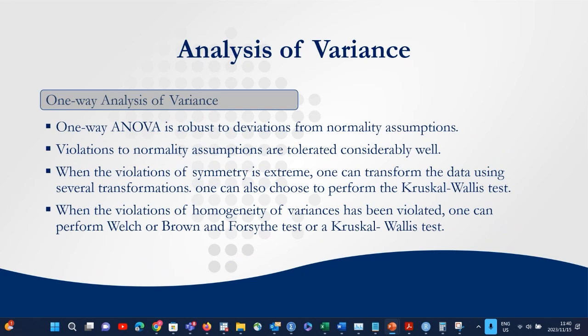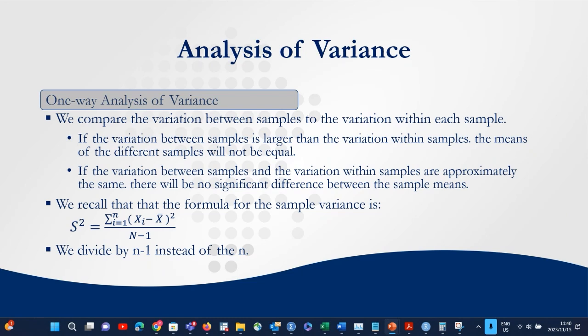In terms of the assumptions, we also have homogeneity or equality of variances and the assumption of symmetry. I've already said that the Anova is robust to deviations from normality, so it can tolerate deviations very well. If, as I say, the deviation is very extreme, I used the example of income, then you can transform the data, or you can use a non-parametric approach. So with Anova, we are comparing the variation of samples. If the variation between the samples is larger than the variation within the sample, the means of the different samples will not be equal. Similarly, if the variation between samples and the variation within samples are approximately the same, there will not be a difference.